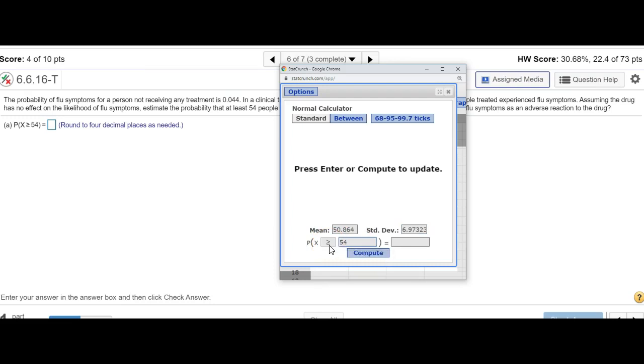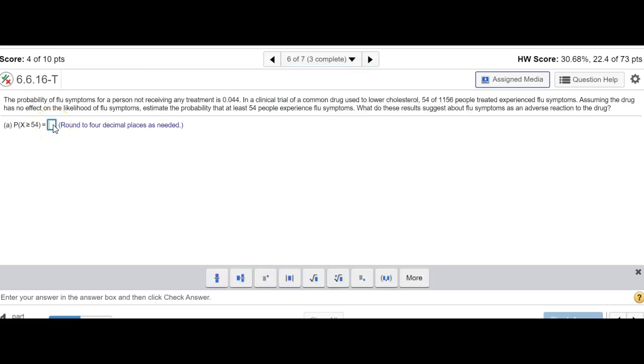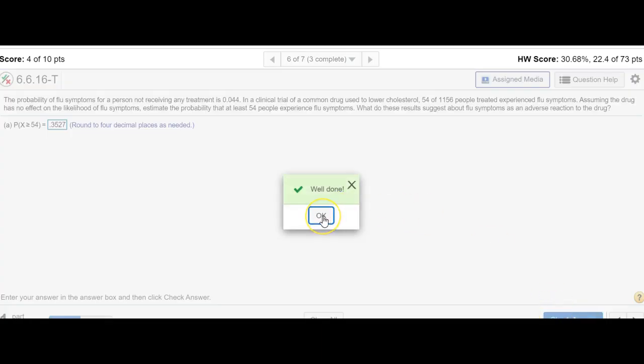We want to find the probability is greater than or equal to 54, but we have to take into account the continuity factor. So if I just plug this in, I'm actually going to miss a little bit, and I need to go to a little bit of the left of that. So that's going to be 53.5. Since I'm looking for greater than or equal to, I subtract 0.5 from the 54. And then rounding to 4 decimal places, I end up with 0.3527, and then check my answer there.